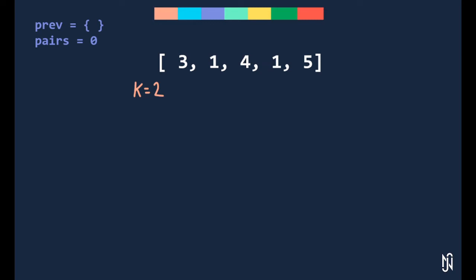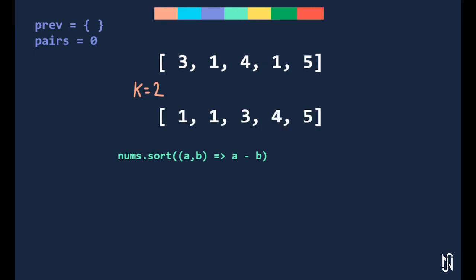Since we need unique pairs, it would be best to sort the nums array in ascending order so we know when to skip a number that we have already come across. So we're going to want to sort the array using nums.sort and sort it in ascending order, which will give us this newly sorted array. And then we're going to want to start our loop.